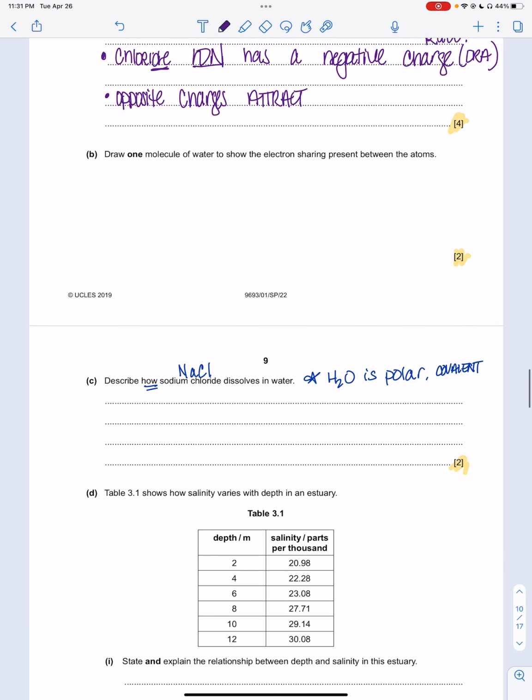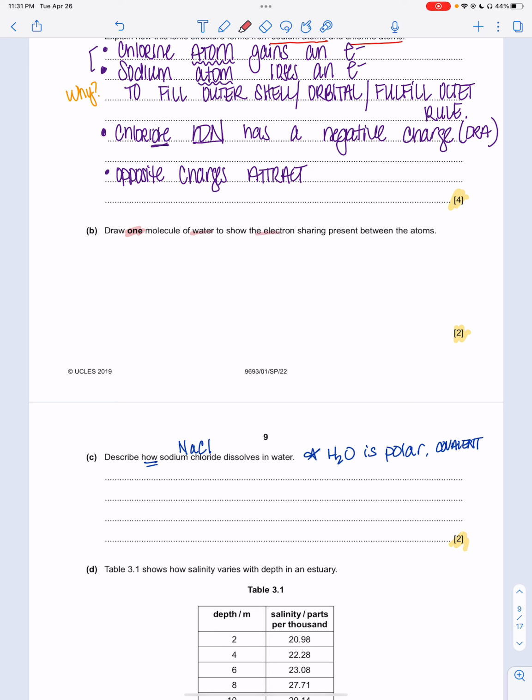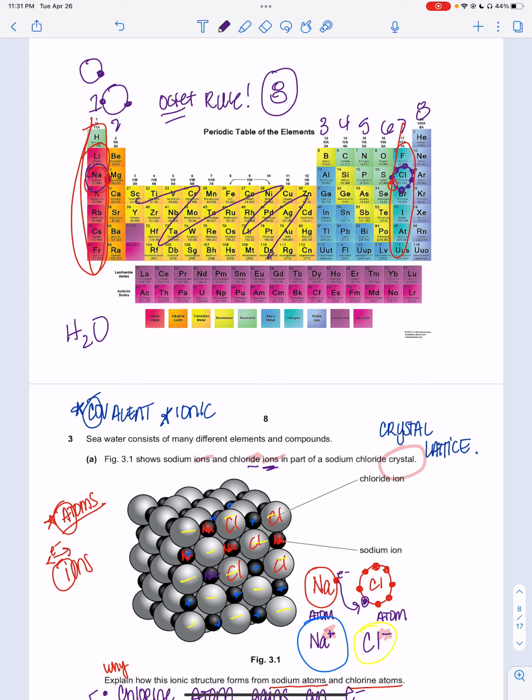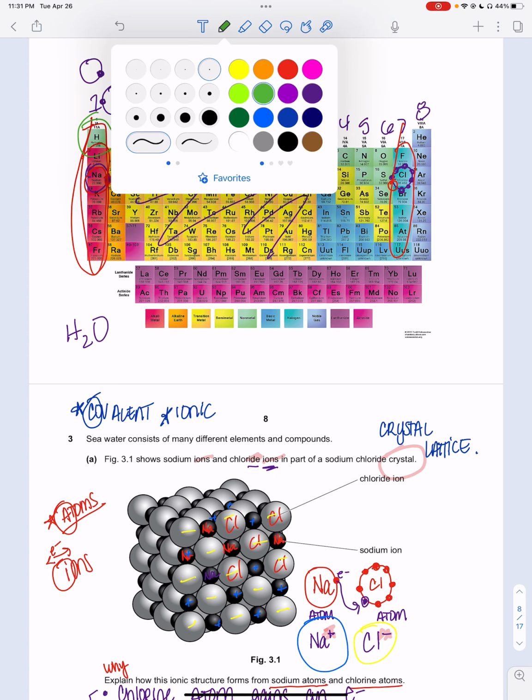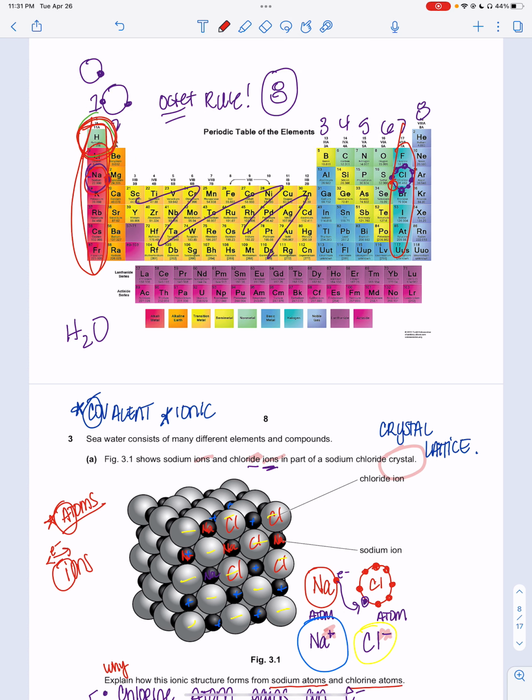Draw one molecule of water to show the electron sharing that is present between the atoms. This is the only question I've ever seen Marine Cambridge have. Right, water is H2O. Here's your hydrogen at the top. And then you've got one oxygen; it's H2O, two hydrogens.